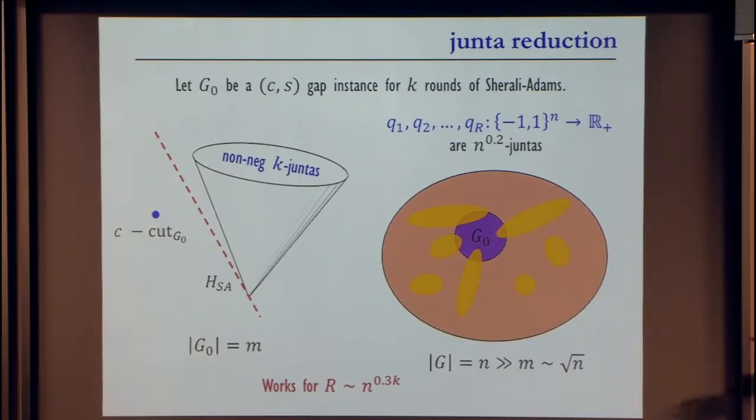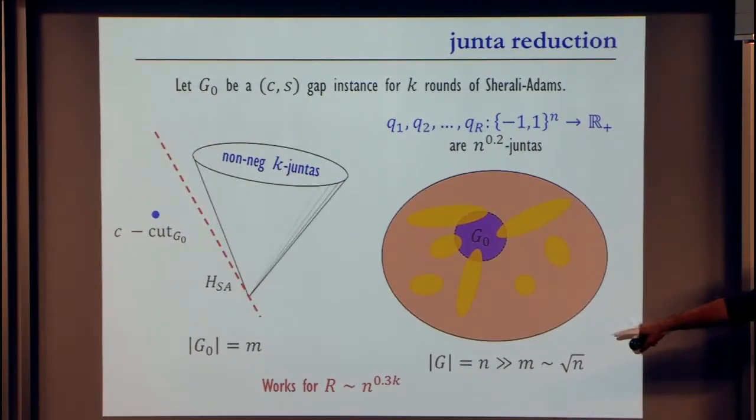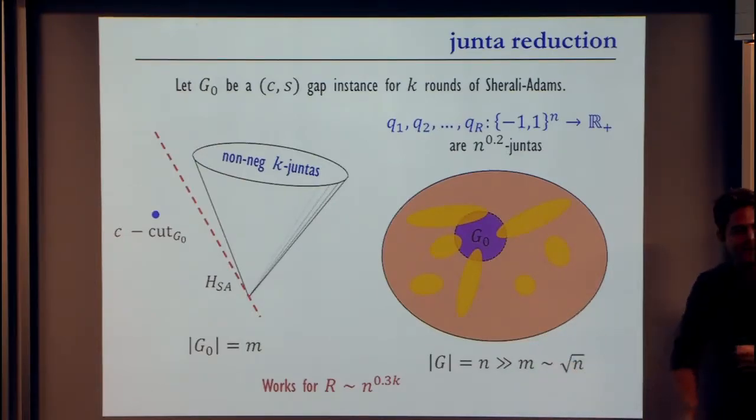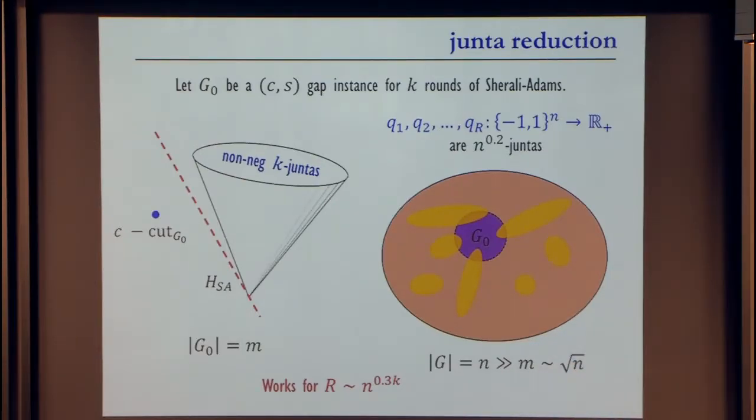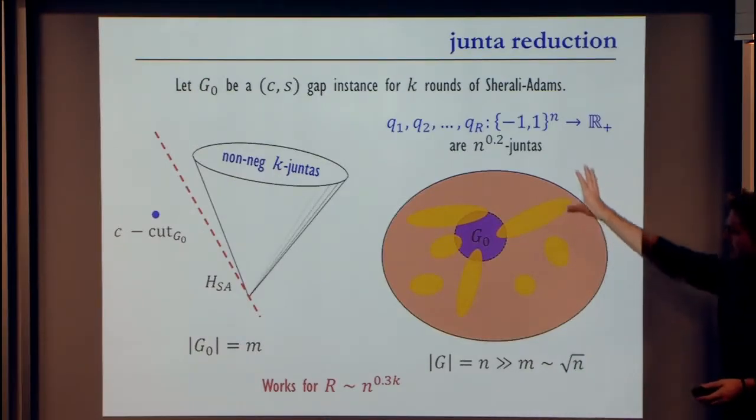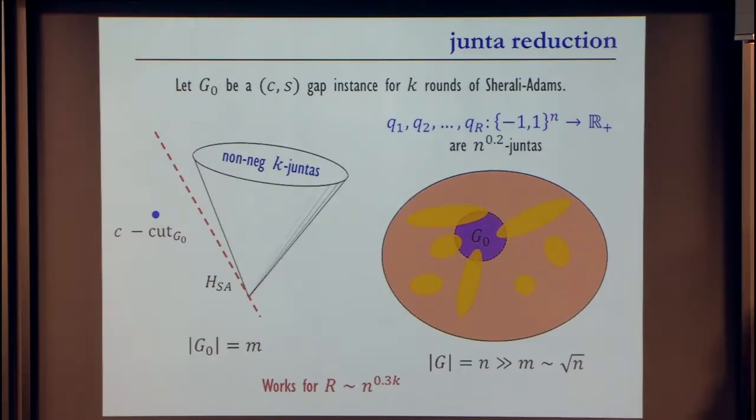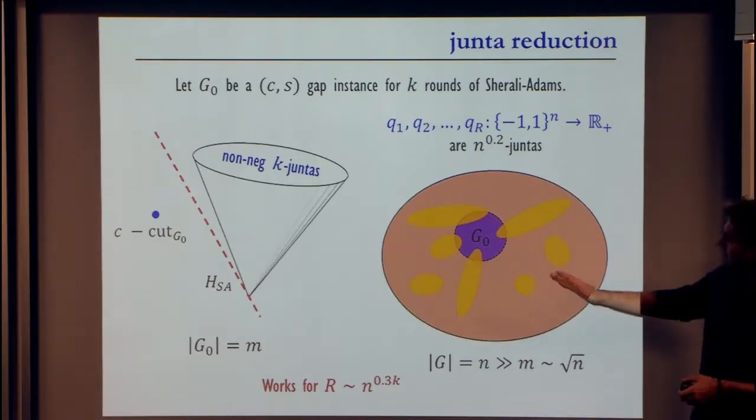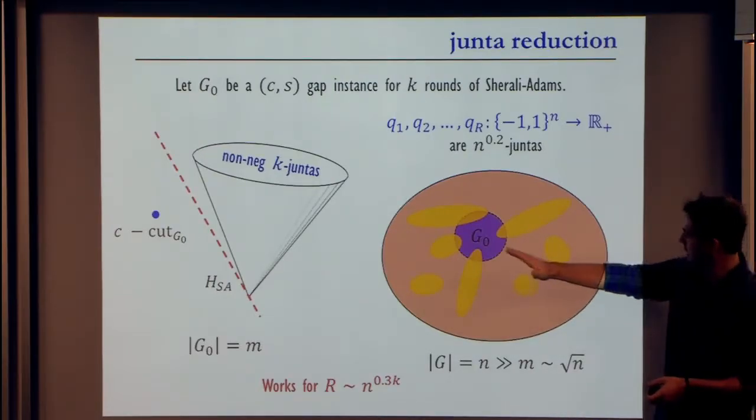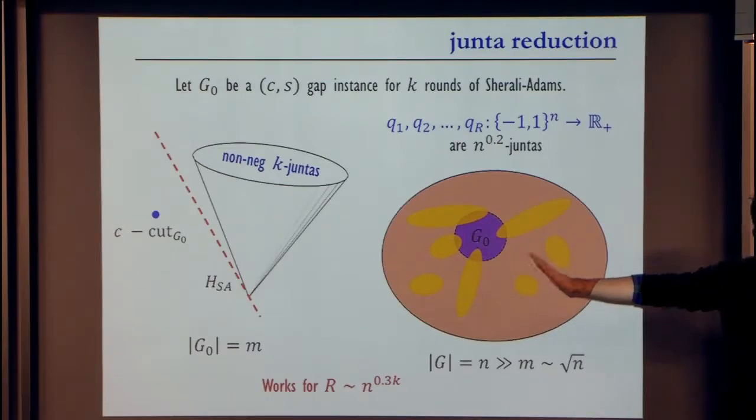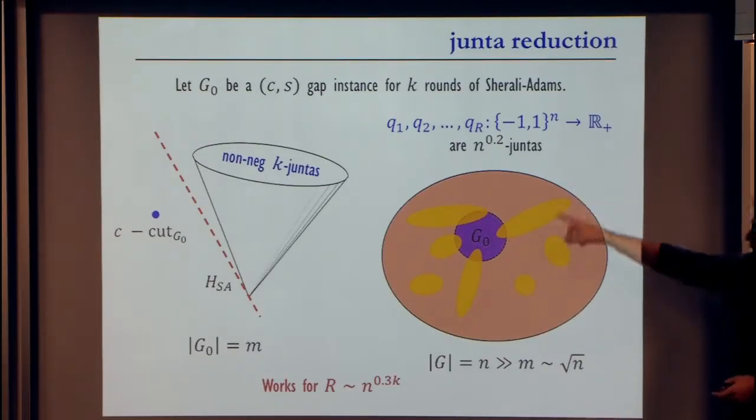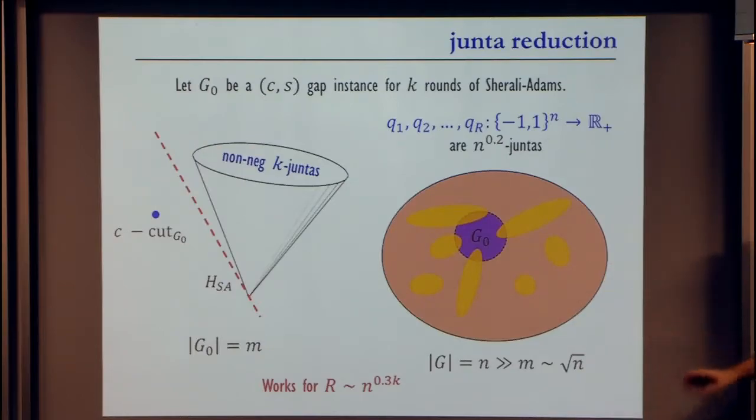It comes from this part right here, where you see that you're looking at about n to the k functions, and you had k rounds of Sherali-Adams. By the way, the graph outside G0 is just disconnected, or just weight 0 everywhere else. There's nothing interesting happening except in G0. Now you can transport this hyperplane down to this 2 to the m dimensional subspace, and prove a lower bound against these functions using this graph. So this shows that if your functions are all n to the 0.2 juntas, then you can prove a lower bound against them.